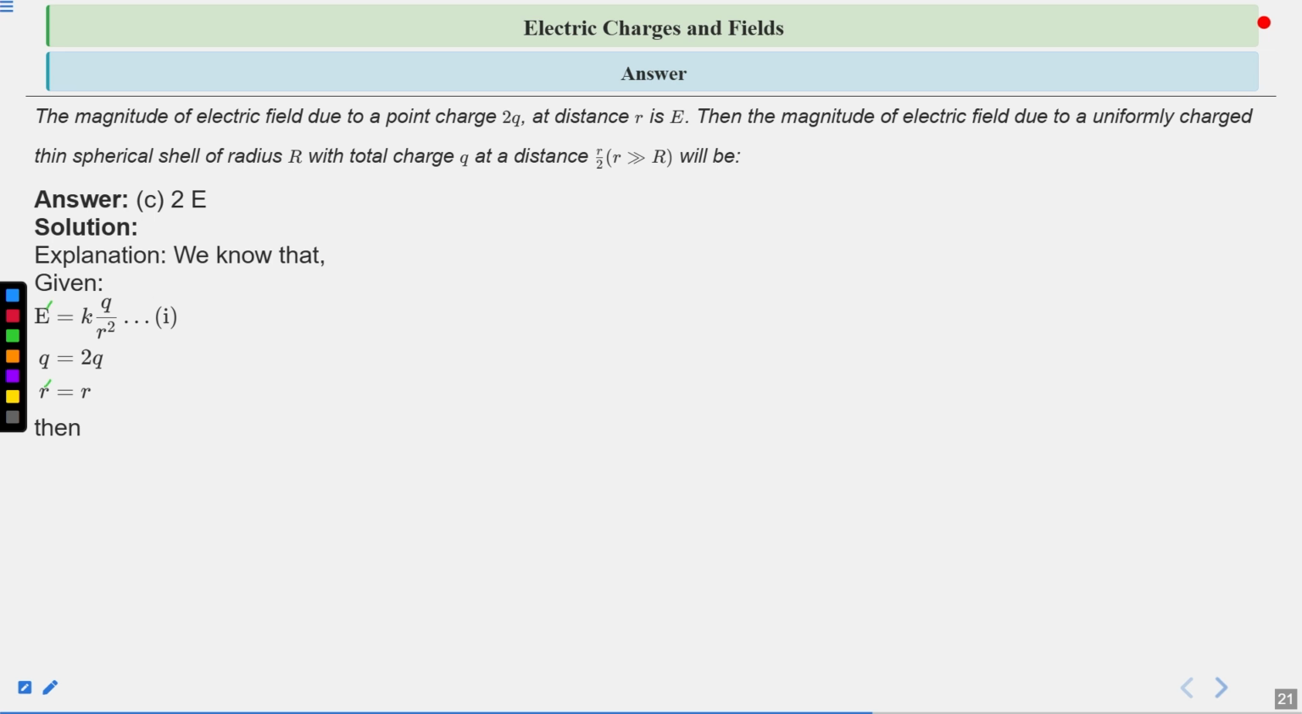After substituting the value, you will get k 2q divided by r square from the formula of electric field. The formula of electric field is what? kq divided by r square. Here q is equal to 2q. So just substitute, and you will get the value of E, that is E is equal to k 2q divided by r square. Let this be equation second and this be equation first.